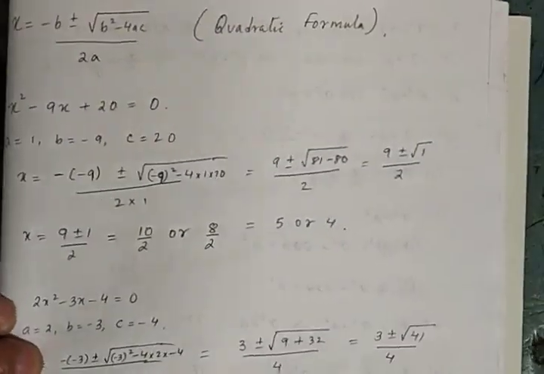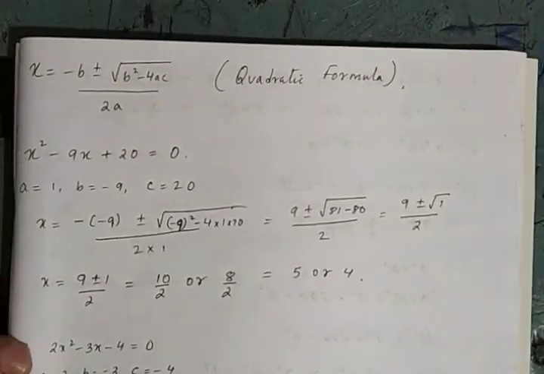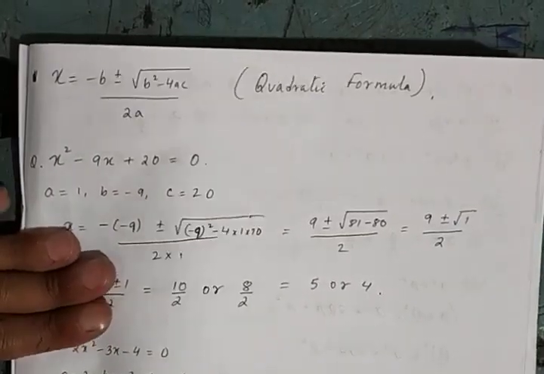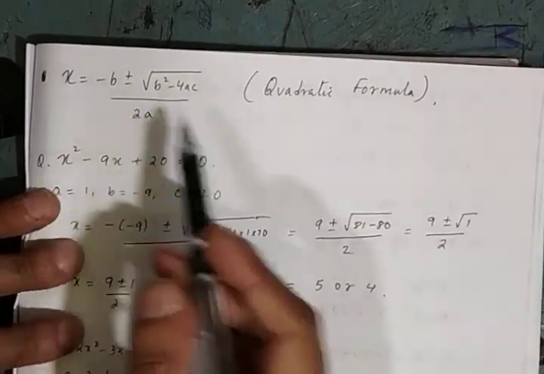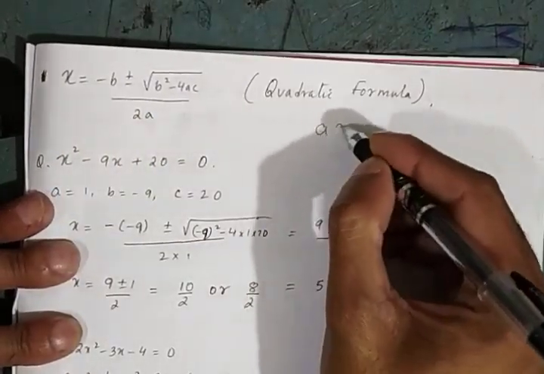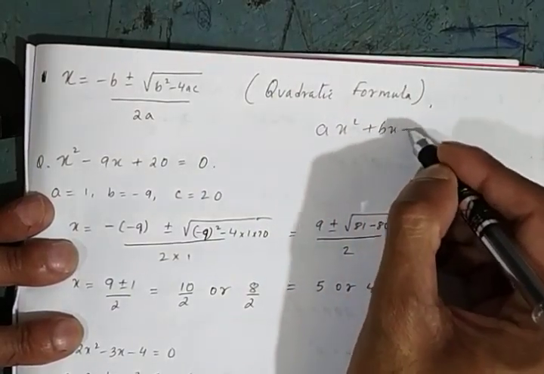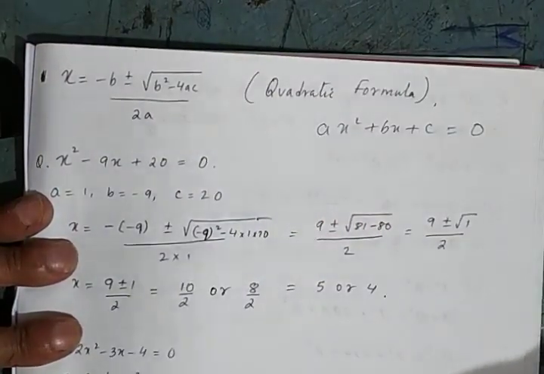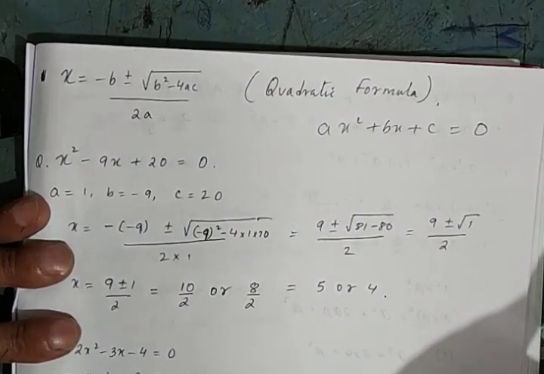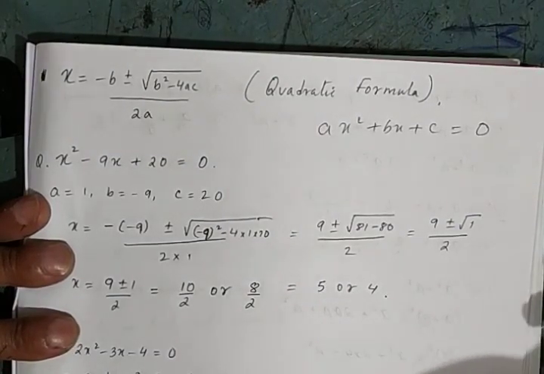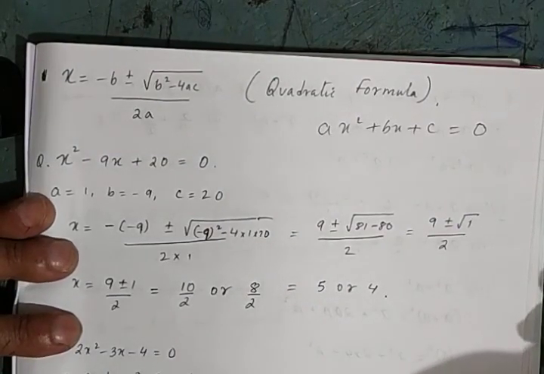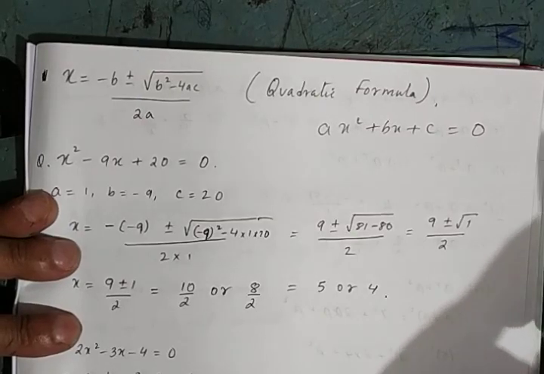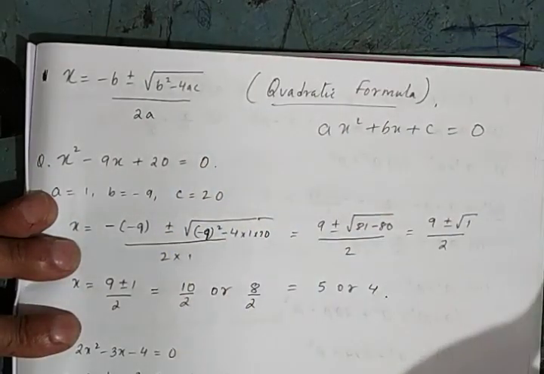Now let's go to another topic. Another topic will be the quadratic formula. What is this quadratic formula? Quadratic equation you already know. Quadratic equation is ax square plus bx plus c equal to 0. Now to find out the value of x, I told you how to use splitting the middle term. Now without splitting the middle term, you can simply use this quadratic formula.